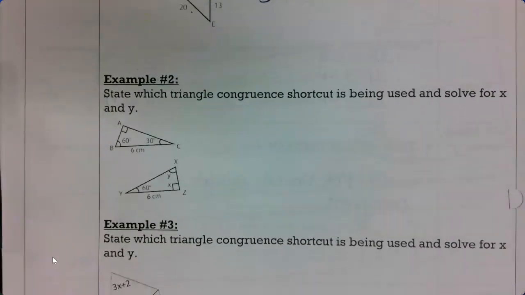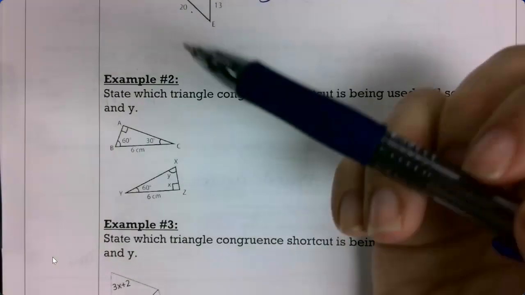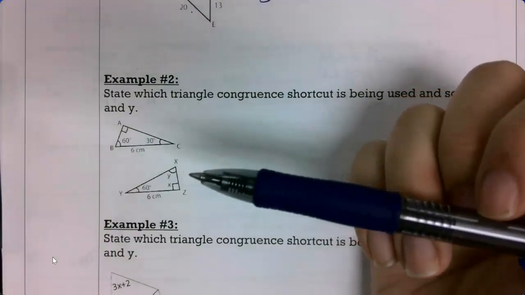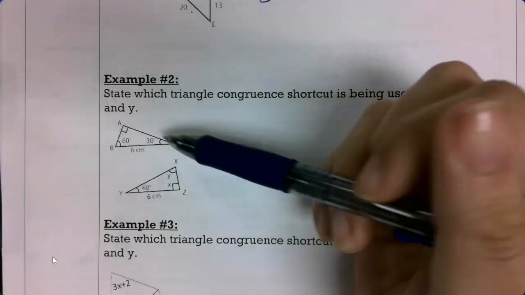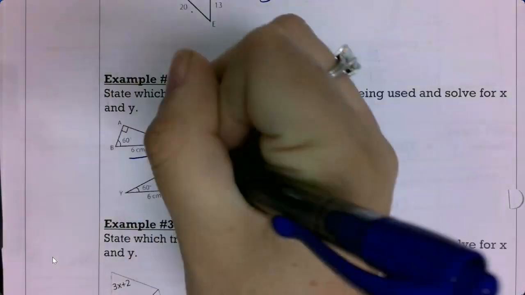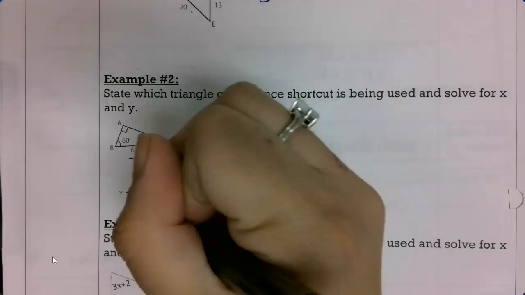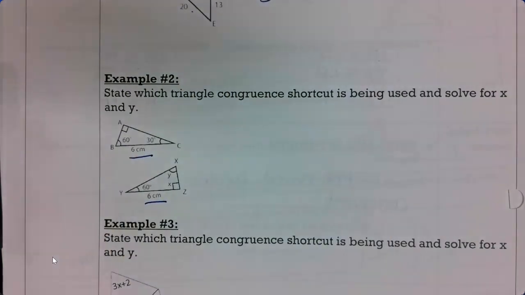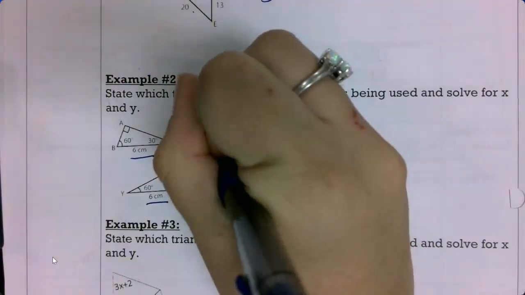Number 2 wants me to say which one I would use. I have my 3 angles, but if I notice, this 6 is between the 60 and the 30. This 6 is not between the 60 and the 30, it's between the 60 and the 90. So these two are actually not congruent.